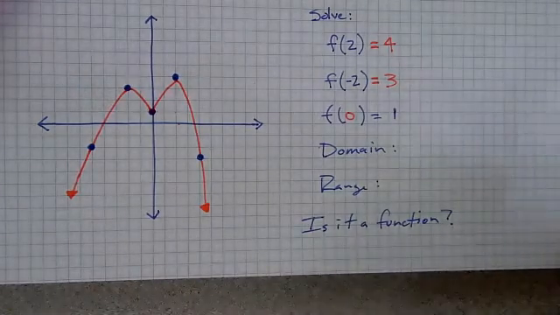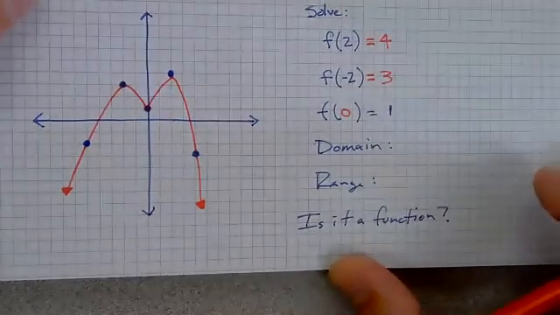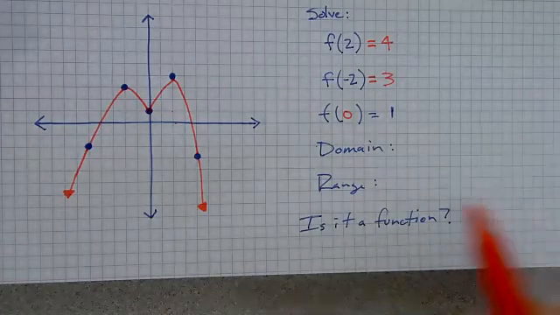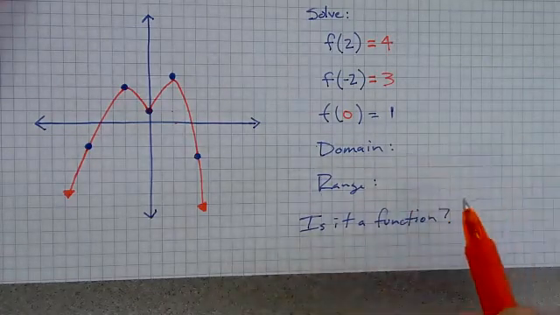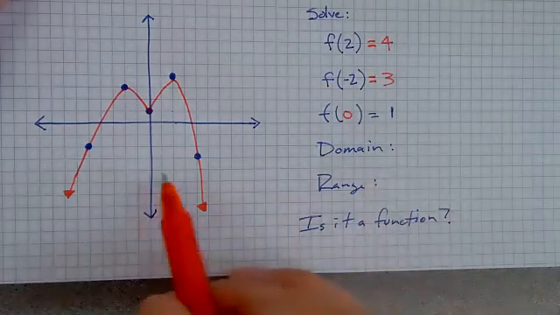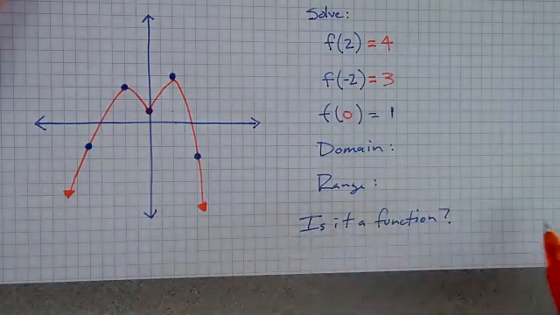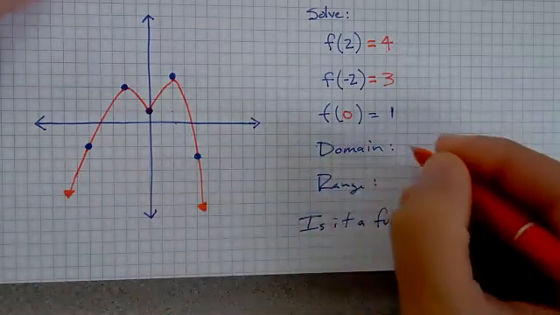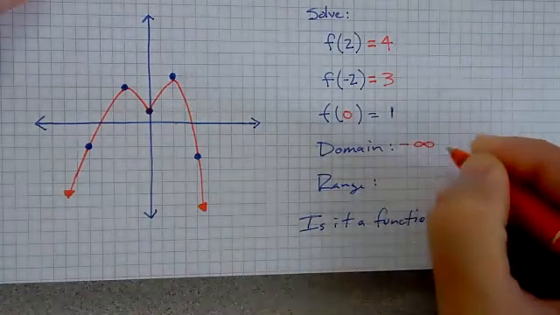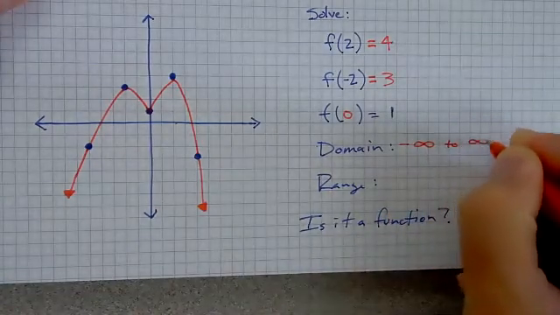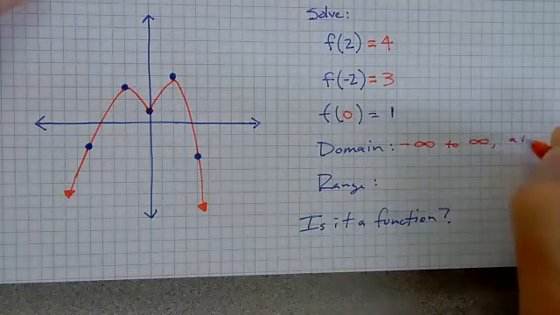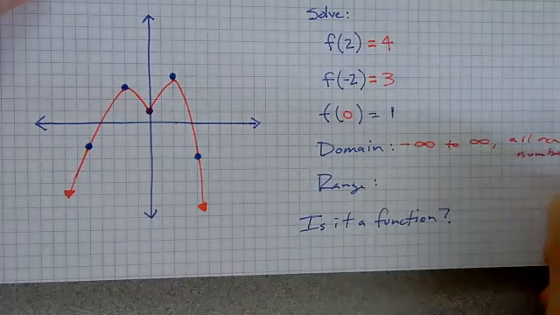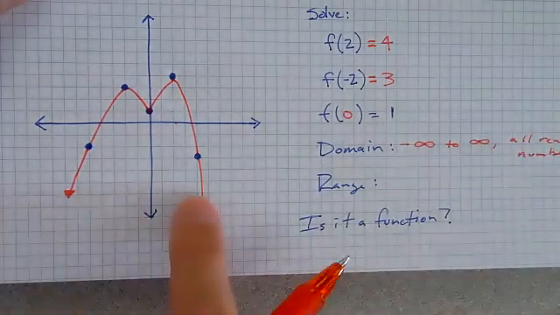Okay, domain and range. Okay, so looking at yesterday's exit ticket on domain and range, we were kind of struggling with what goes first and what goes second. Okay, so remember, domain is your furthest value to the left to your furthest value to the right. So your domain should be going from negative infinity to positive infinity. Okay, or you could have said all real numbers. Okay, it goes to the left forever, it goes to the right forever.